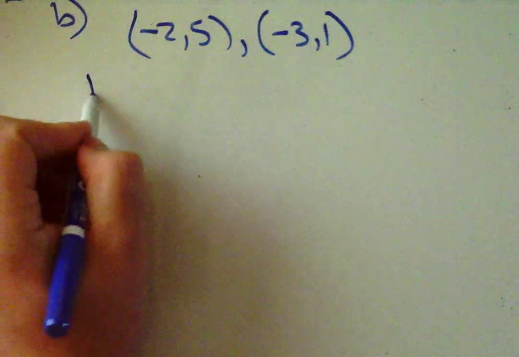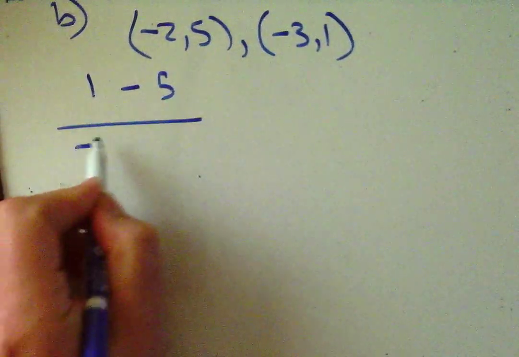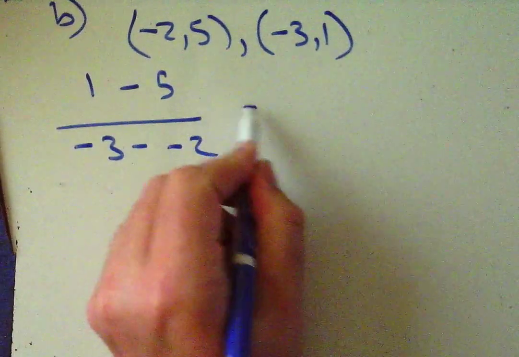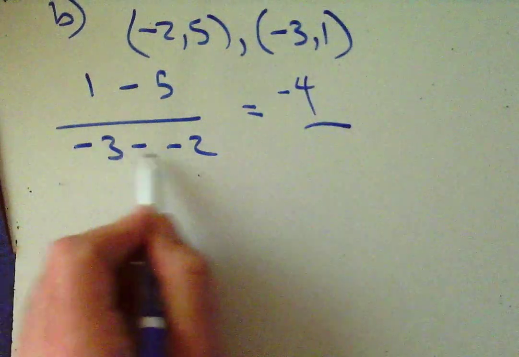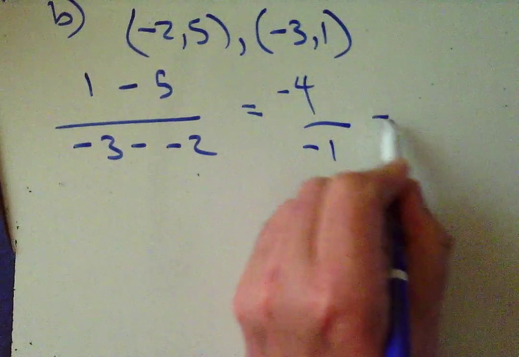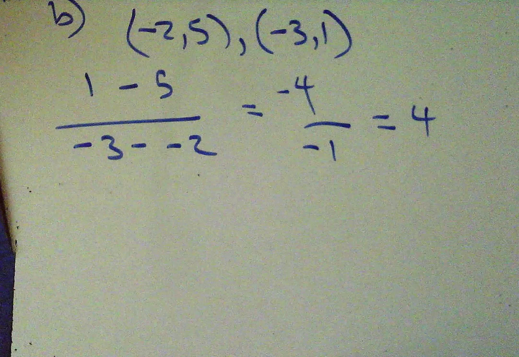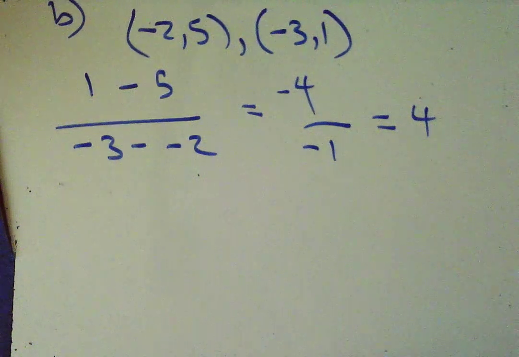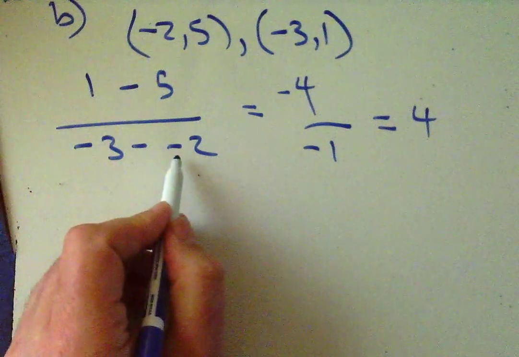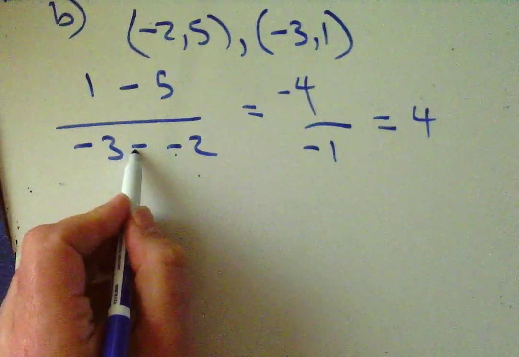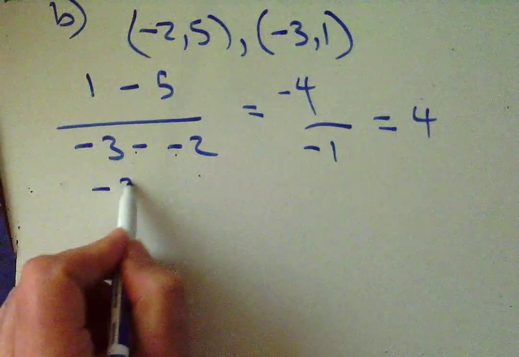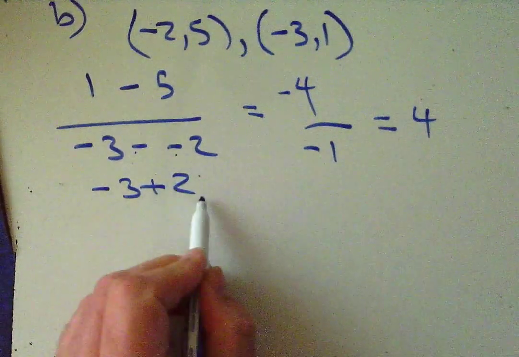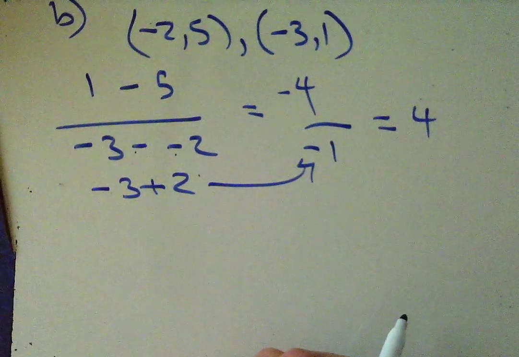Okay. 1 minus 5 over negative 3 minus negative 2 is negative 4 over negative 1, which is positive 4. Okay, so I got positive 4 as my slope here. Watch out, this is a minus negative 2 that I'm subtracting, so minus a minus is plus 2. Negative 3 plus 2 is negative 1.